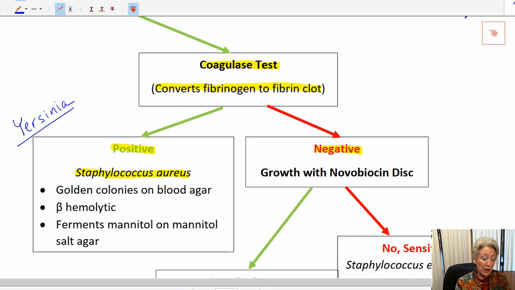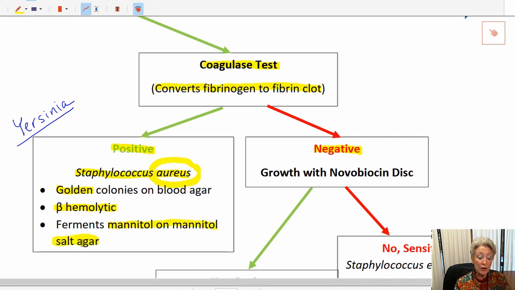Now, remember other things about Staphylococcus aureus. The species name, aureus, refers to the fact that it makes golden colonies on blood agar. It's beta hemolytic, meaning it breaks down hemoglobin to its colorless byproducts, and it ferments mannitol on mannitol salt agar.